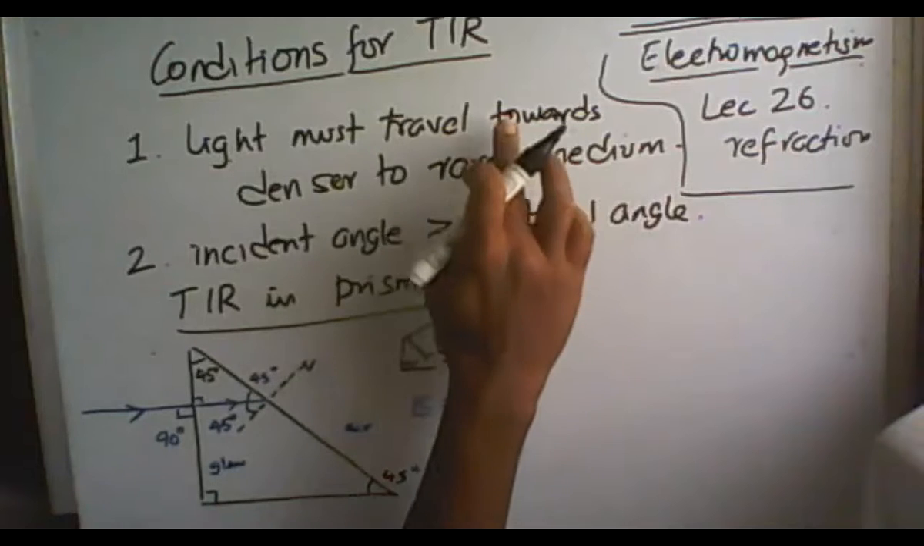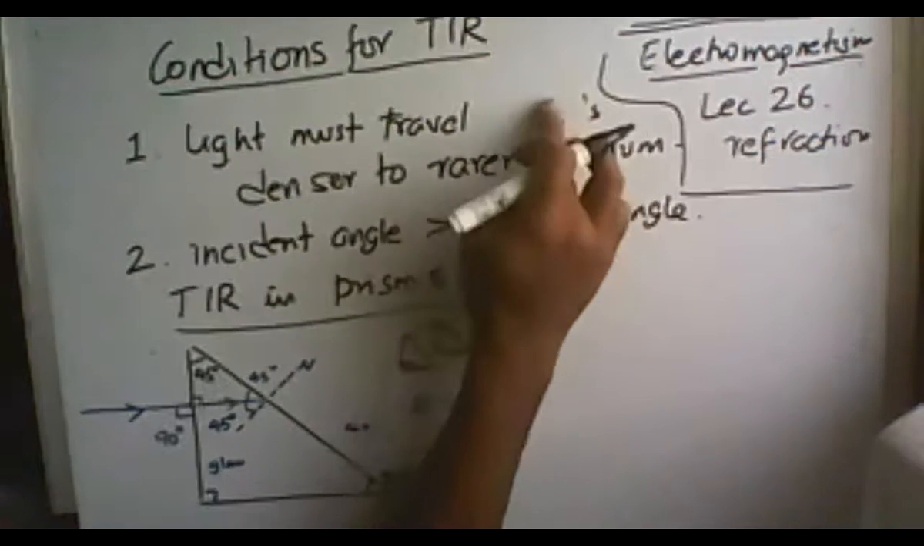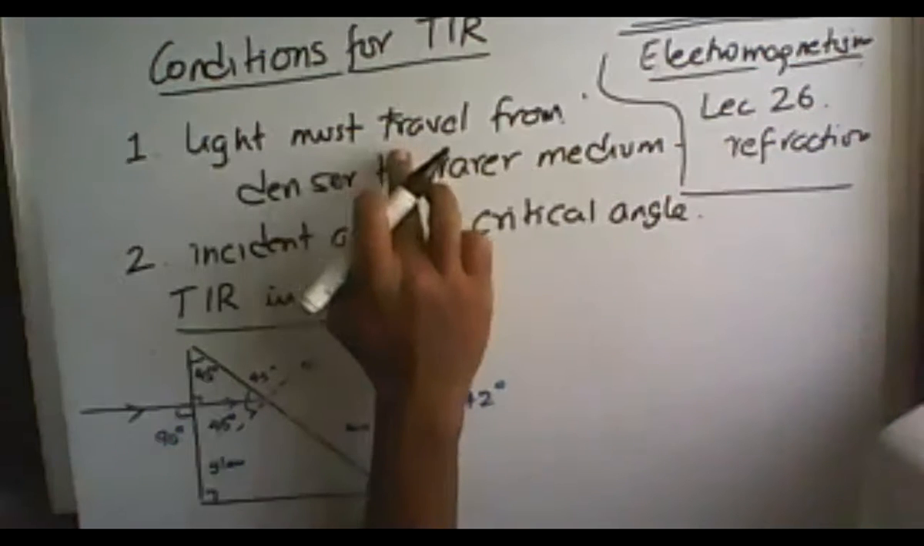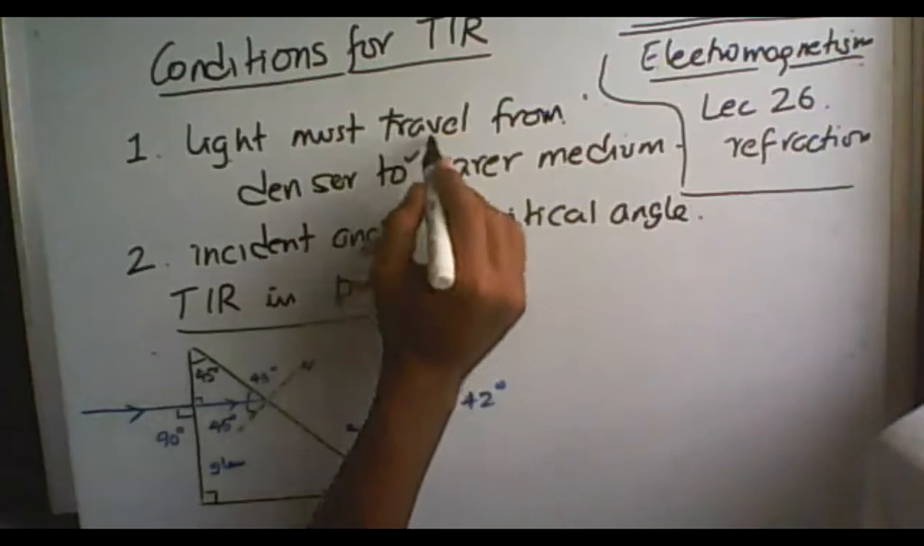Travel denser medium. Oh, shucks. Sorry, that was the wrong word to change. From denser to rarer medium. I think that's correct then. So that's not a problem.